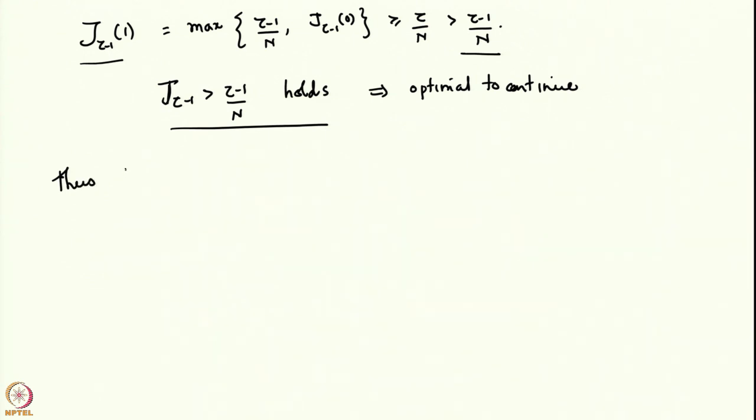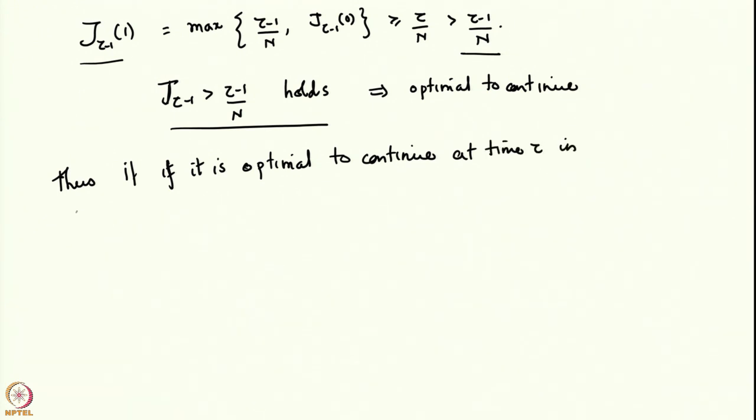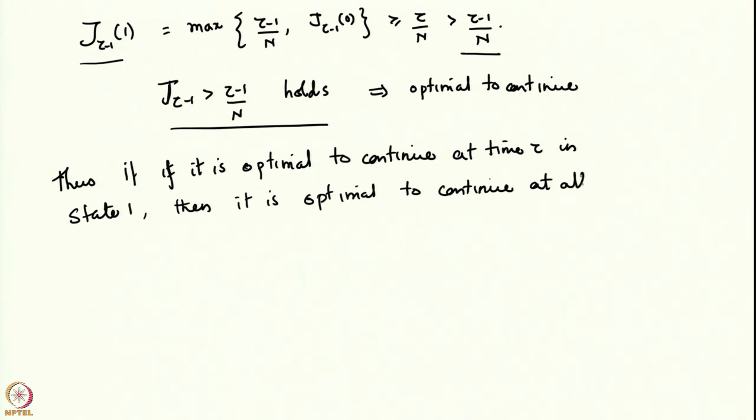Thus, if it is optimal to continue at tau in state 1 at time tau, then it is optimal to continue at all t less than tau.